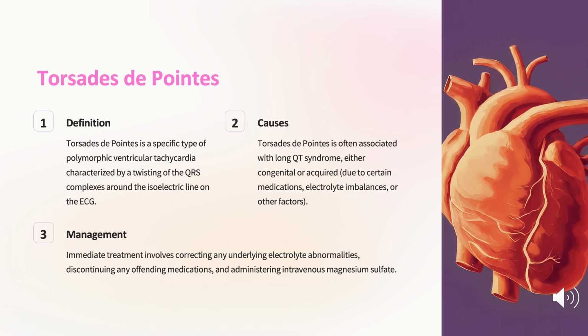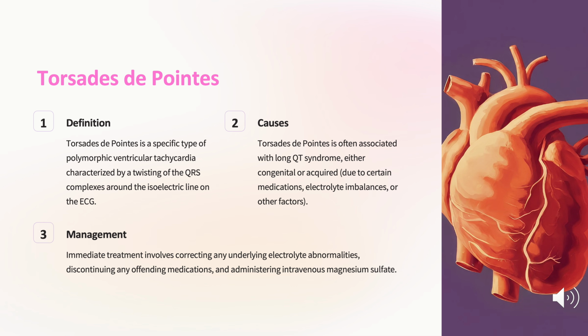Understanding torsades de pointes is pivotal. Definition: torsades de pointes, a variant of polymorphic ventricular tachycardia, showcases QRS complexes swirling around the isoelectric line on an ECG, resembling a twisting ribbon.